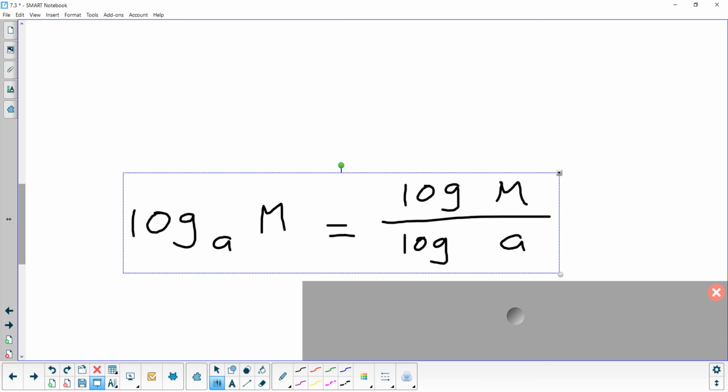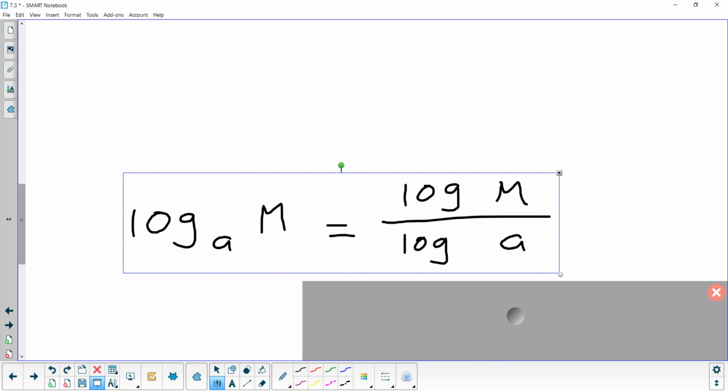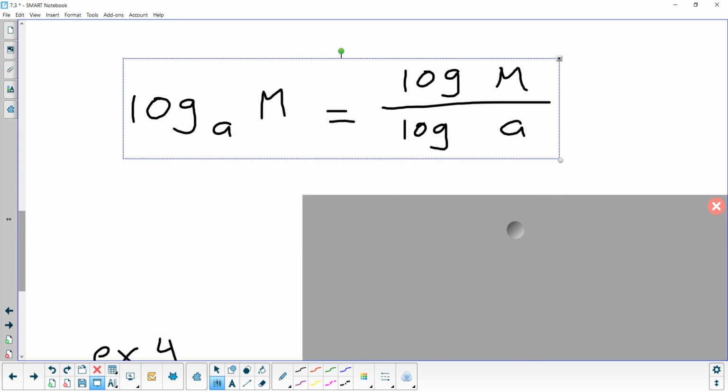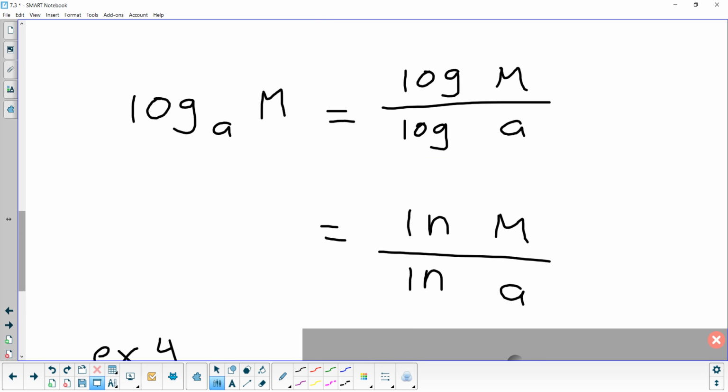Now, I didn't put a base here. I just wrote log. What base am I assuming if I don't put a base? Yep, that's base 10. That's the common log. Take the common log of the argument and divide by the common log of the base. Or, take the natural log of the argument and divide by the natural log of the base. It will come out exactly the same. I would pick one of these two ways to remember how to do it. I wouldn't try to remember both.